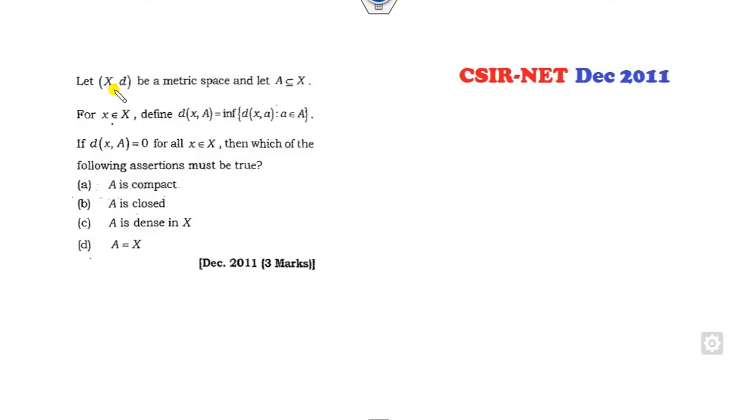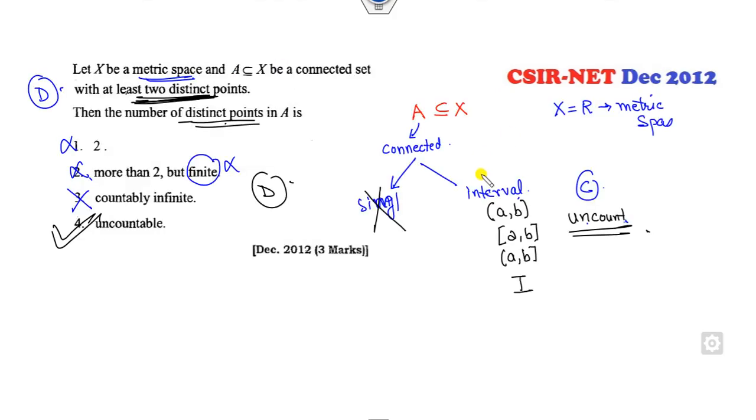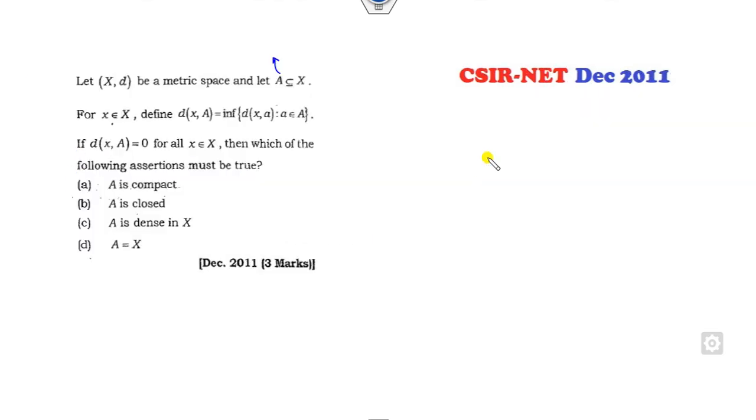X comma d is a metric space. Again, A is a subset of X, but it is not given that A is connected. If it is given that A is connected, then only it is a singleton or an interval. But in this case, it is not given. Then how can you think about this problem? I think very simply. First of all, I can tell you a simple property.